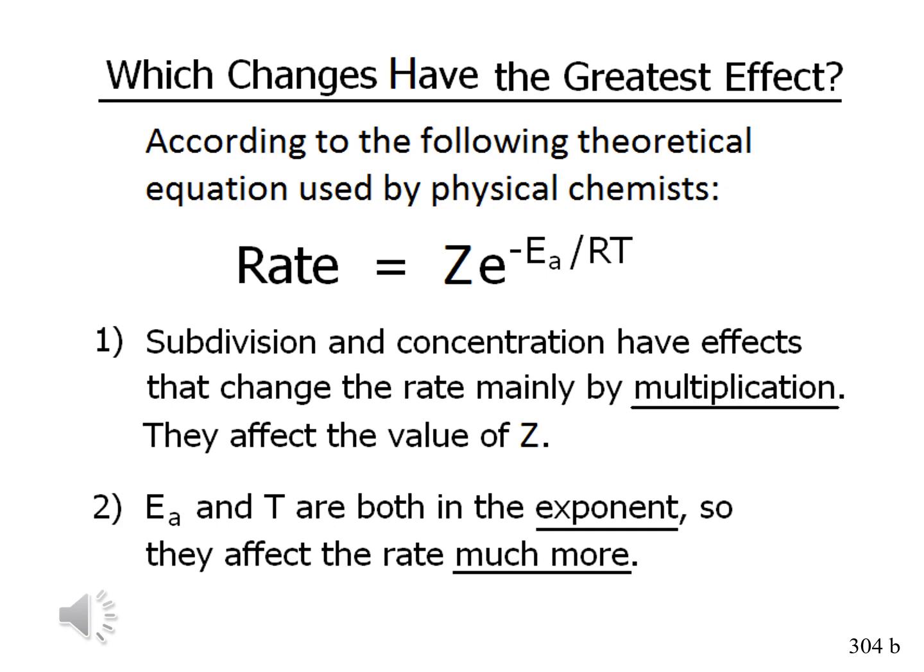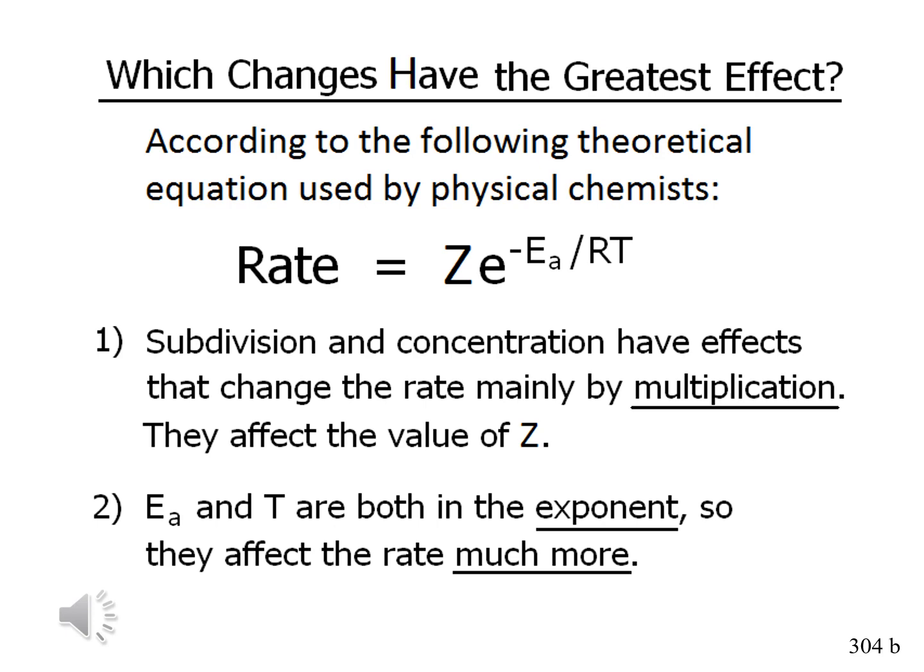This is called the Arrhenius equation, and it says that the rate equals that factor Z first. The Z factor is mostly the concentration. It has other contributions, but you can think of it as the concentration.